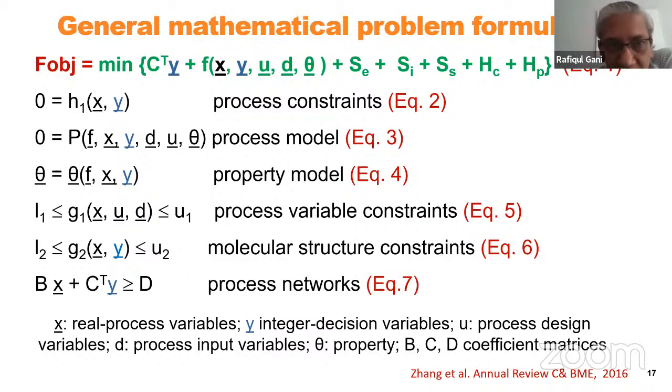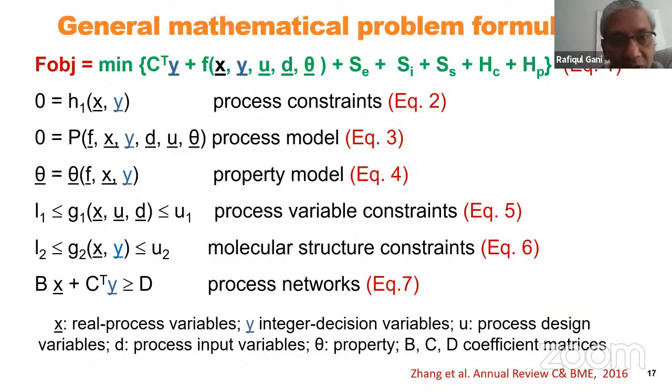We want to optimize, so we have an objective function. We have design specifications, which is equation 2. What is the purity, for example? We have the process. We need a process model. We have chemicals, so we need a chemical model, property model. We have constraints on the design variables. What should be the temperature? What should be the pressure of the reactor? We have molecular structural constraints, how to make a molecule that is chemically feasible and matches the target properties. And then we have the process network, that is the superstructure I showed you during process synthesis.